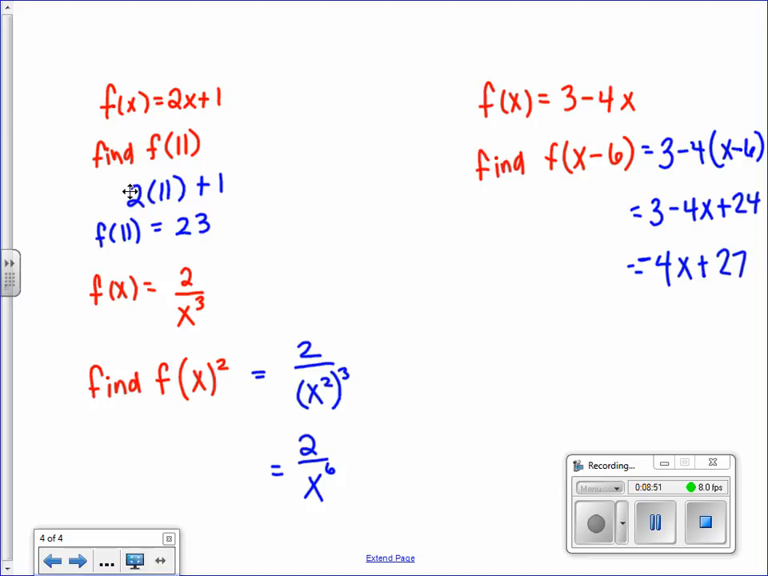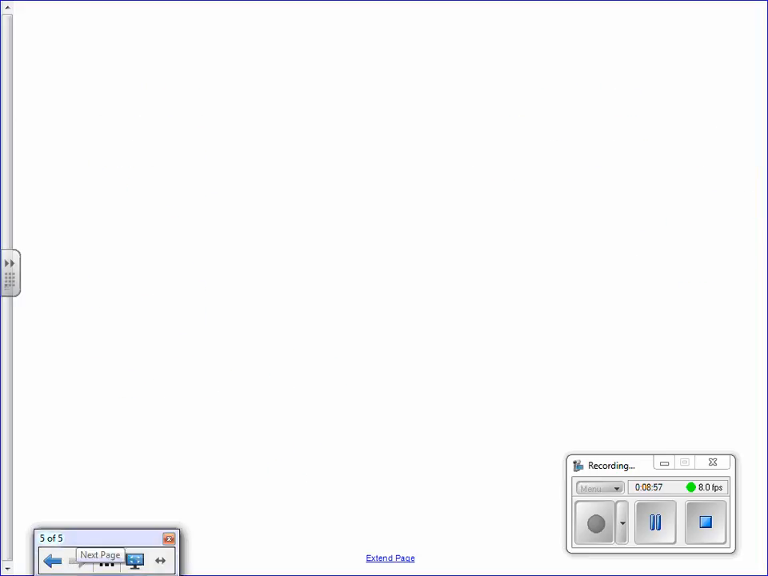It's on your quiz, and I just don't feel like we hit it enough. If I want to know the domain, say g of x equals the square root of 4 minus 3x, and we're talking domain here. Now, this is an implied domain.